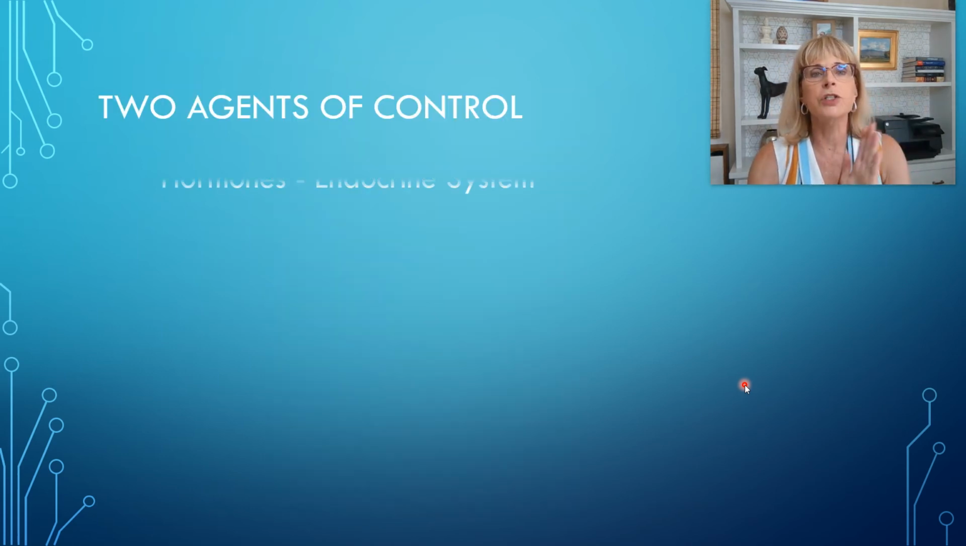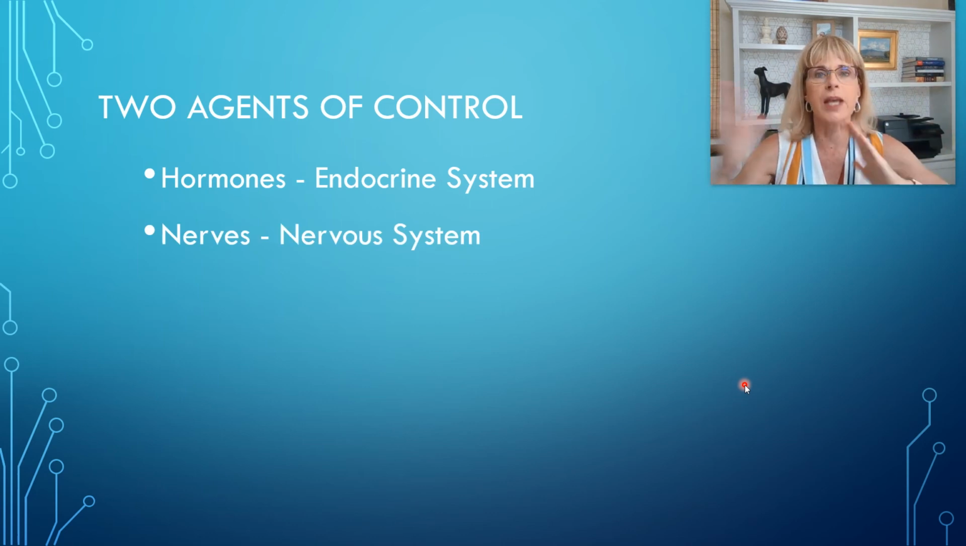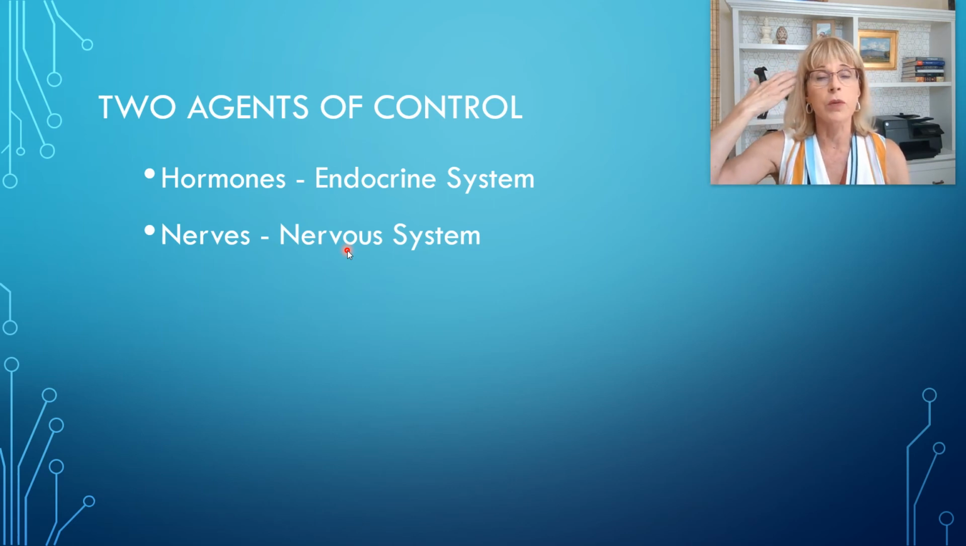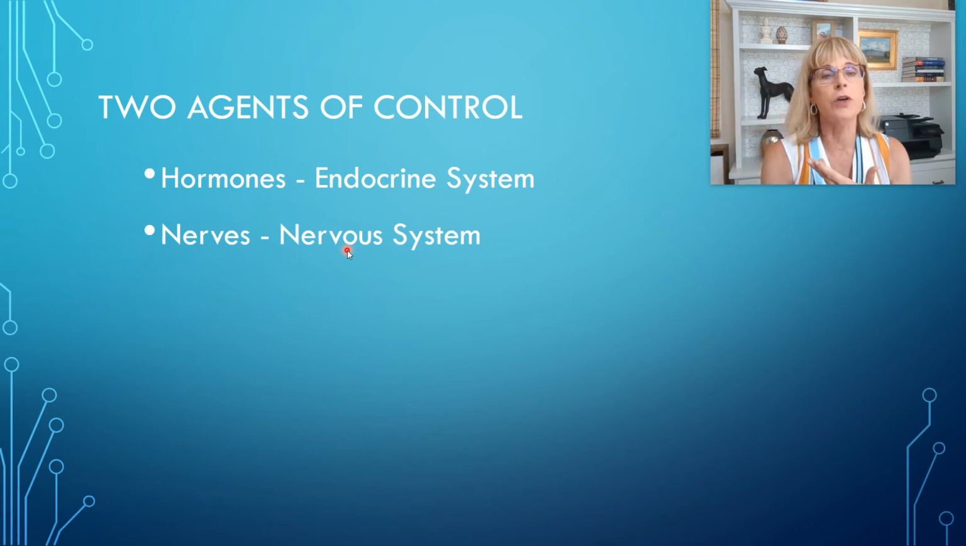There are two agents of control. We've got two communication systems in the human body. The nervous system is one of our communication systems. And so there are times when, like with blood pressure, it is measured by mechanoreceptors, and that signal gets sent by the nervous system to your brainstem so that your brainstem can send out a command to make your heart beat harder and faster if your blood pressure is too low, right? So that's one agent of control.